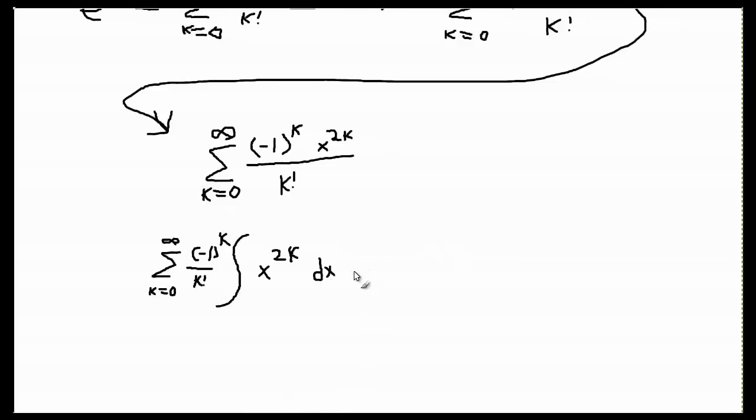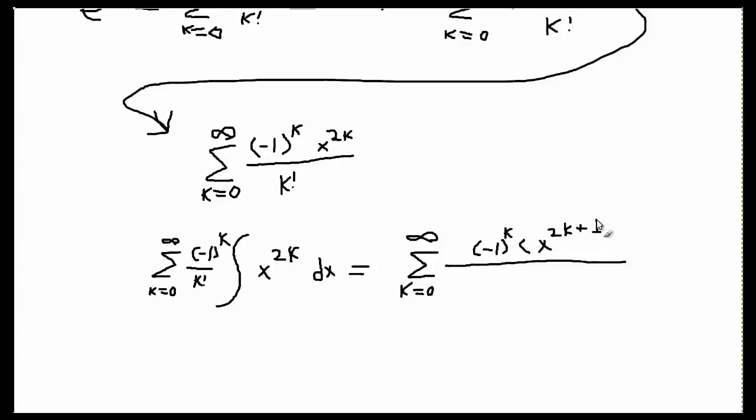And this is very simple. We can just use our basic rules of integration here for powers and get an answer. Very straightforward answer. And this shall become negative 1 to the k times x to the 2k plus 1 over k factorial times 2k plus 1.